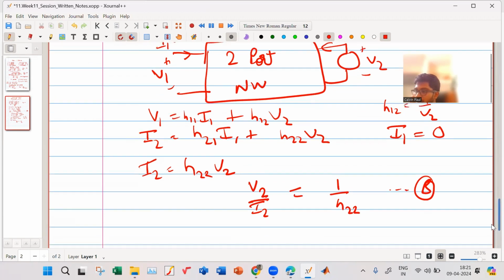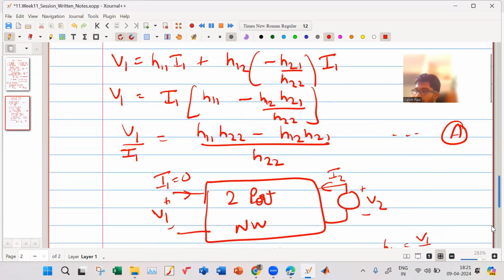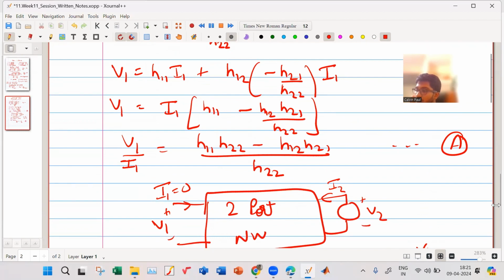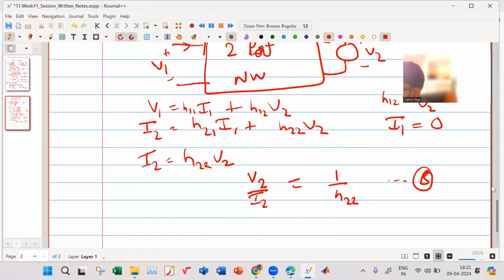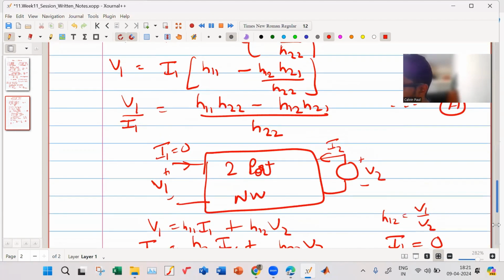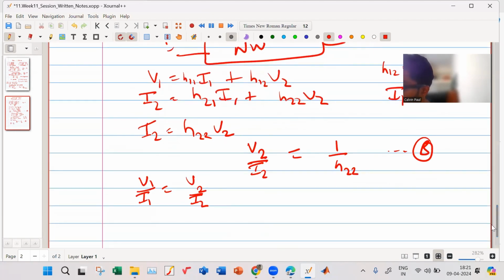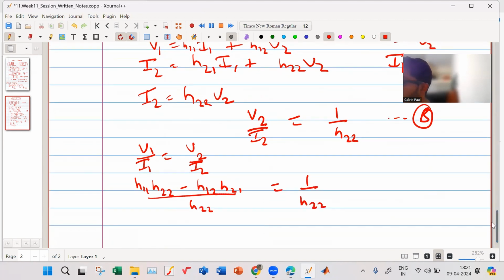Okay, and for symmetry, what I want is V1 upon I1 should be equal to V2 upon I2. So what is my V1 upon I1? It is H11 into H22 minus H12 into H21 upon H22, which is equal to 1 upon H22. So I'll effectively get H11 into H22 minus H12 into H21 is equal to 1. This is the condition for symmetry.